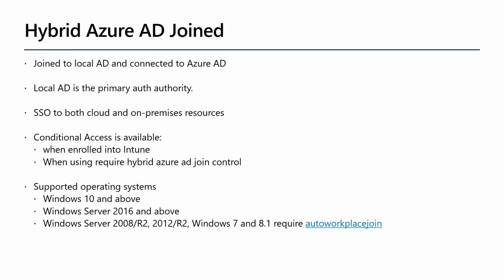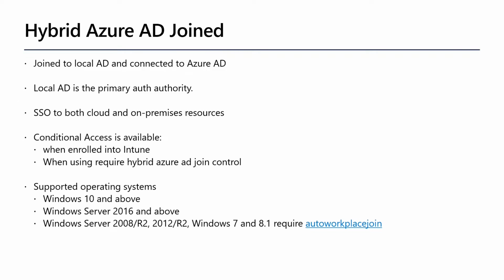And users on Hybrid Azure AD Join devices will have single sign-on experience for both on-prem resources because they are already joined to the local Active Directory, and for cloud resources and services because they are connected to Azure Active Directory as well. Also, admins can control the access to cloud services from Hybrid Azure AD Join devices if they are enrolled to Intune or by choosing require Hybrid Azure AD Join control.